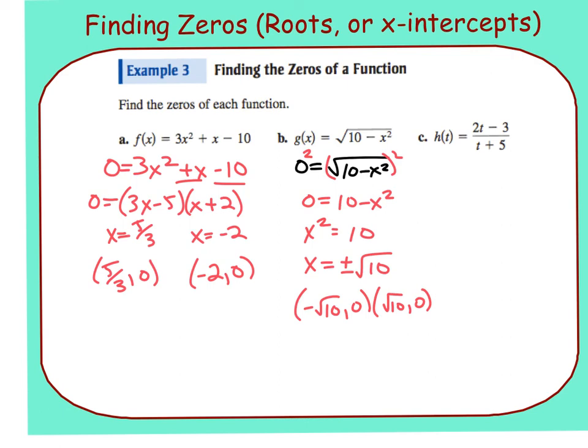All right. This next one, again, I'm going to set it equal to 0. However, when I do that, my first step is to multiply by t plus 5. And when I do that, I got 0 times t plus 5. What happens to t plus 5? It goes away, right? It goes to 0. So really, all I'm doing is setting the numerator equal to 0.